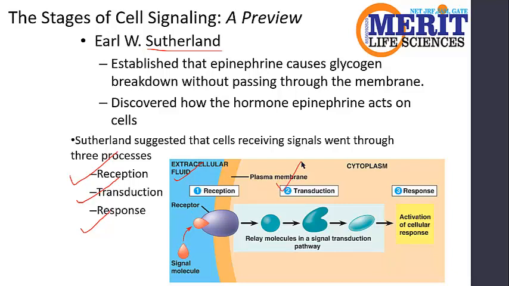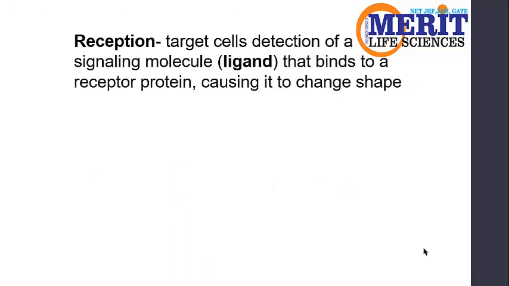And if we see what is reception, there will be a signal molecule, and there will be receptors, and the signal molecule will bind to the receptor. There might be some kind of changes in the receptor, and there is a relay mechanism in which molecules are further proceeding in the pathway. This is called the transduction, and there is a response, activation of cellular response.